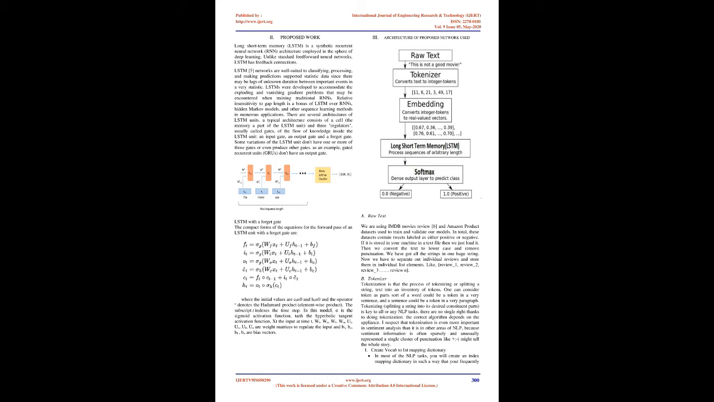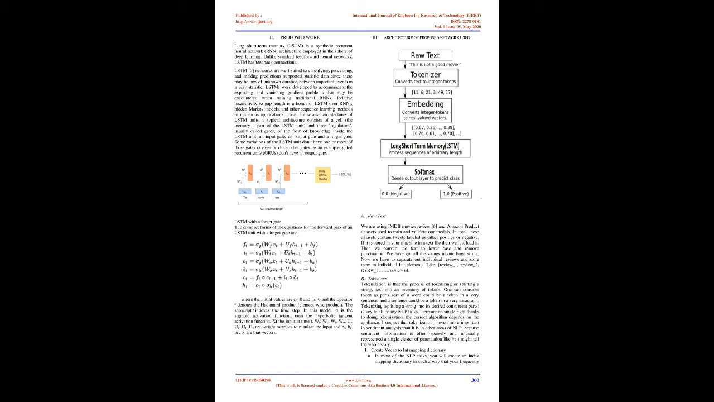3. Architecture of the proposed network used. A. Raw text. We are using IMDb movie reviews and Amazon product datasets to train and validate our models. In total, these datasets contain reviews labeled as either positive or negative. If it is stored on your machine in a text file, then we just load it. Then we convert the text to lowercase and remove punctuation. We have got all the strings in one huge string.